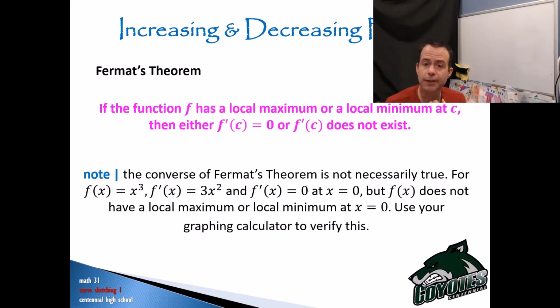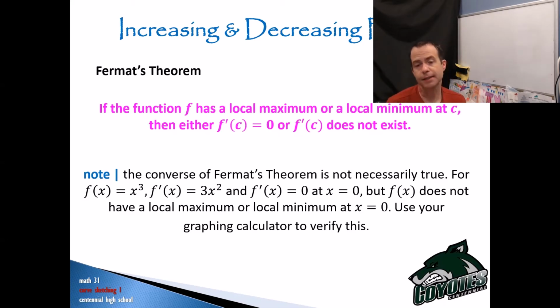So if the function f has a local maximum or local minimum at c, then either the derivative at c is 0 or the derivative at c doesn't exist. In order to have a local max or min point, you must either be in a situation where the derivative is 0 or the derivative does not exist. Now, just note the converse of Fermat's theorem is not necessarily true. If you haven't done lots of proofs in your life, the converse would be the opposite statement.